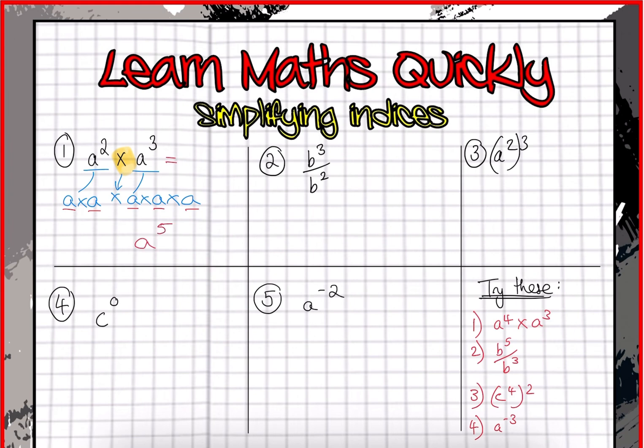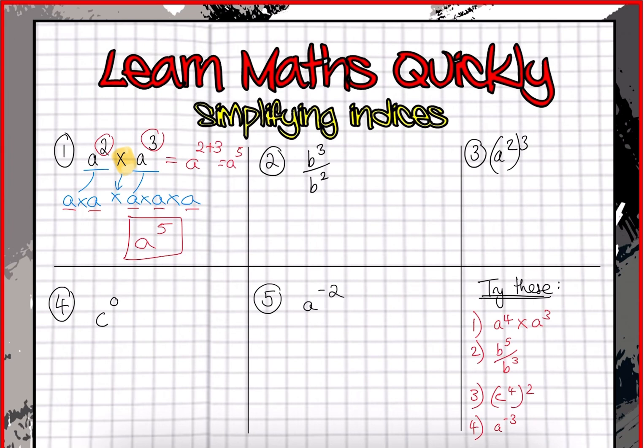There is a trick to this, which means you don't need to write out all of these different a's. The trick is, you look at your two indices, and you just add them together. So it's a to the power of 2 plus 3, which is the same as saying a to the power of 5, which, as you can see, we've figured out down here.